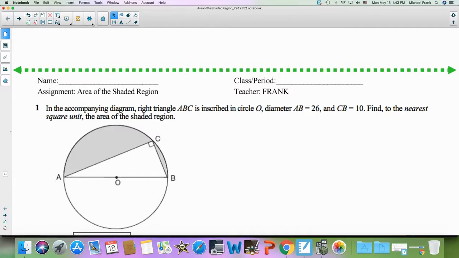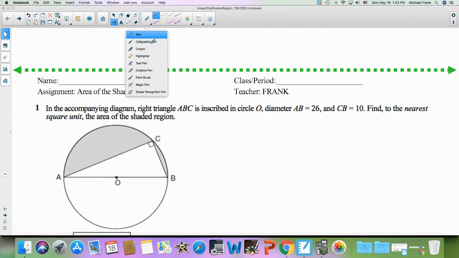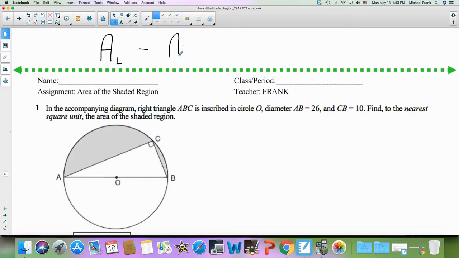The general formula for finding the area of a shaded region is quite simply the area of the larger figure minus the area of the smaller figure. In question number one, they're asking for the area of the shaded region.